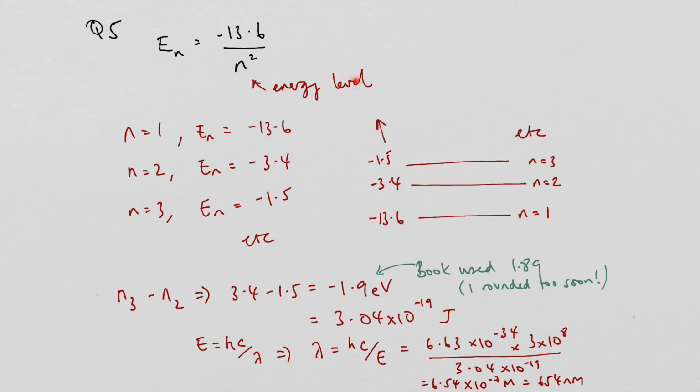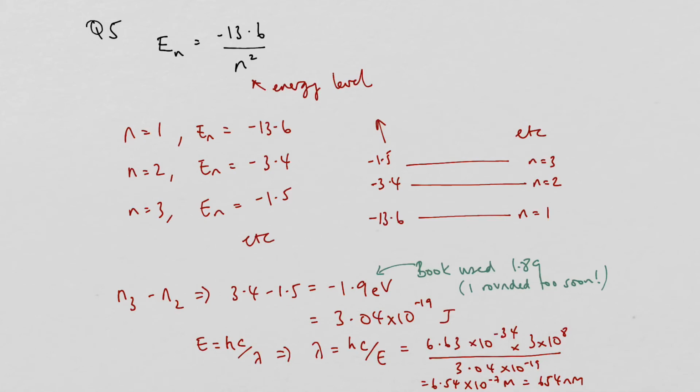Because I've realised that n is an energy level, I've subbed in some values. I'll just put 1, so 13.6 divided by 1 squared. And then 2, 13.6 divided by 2 squared, so 13.6 divided by 4. And then for n equals 3, 13.6 divided by 3 squared, 9. And then from that, I've got the values.